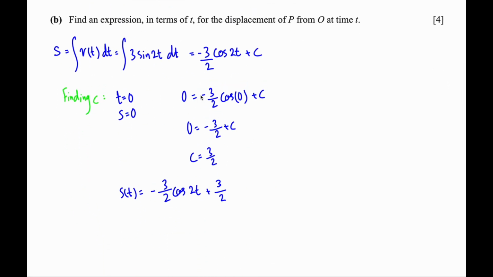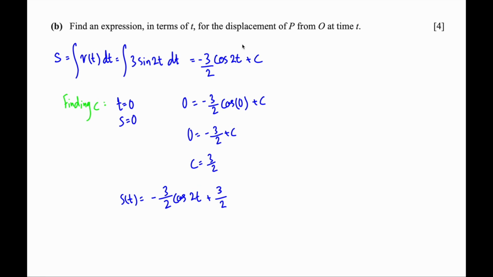In part B, I have to find an expression in terms of t for the displacement of P from O at time t. As you all know, the displacement can be found by taking integration of the velocity function. So I'm just going to go ahead and substitute the velocity function here. I have to take integration. This is quite an easy integration to do.